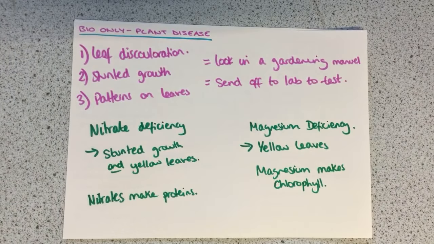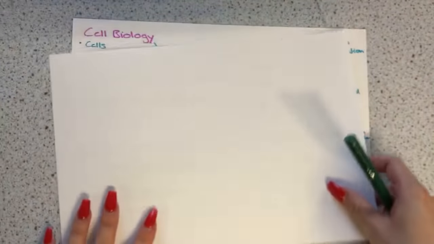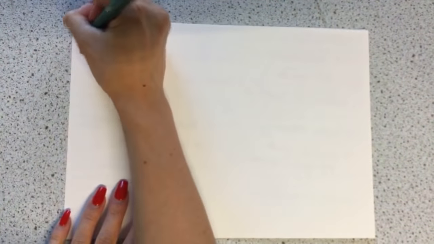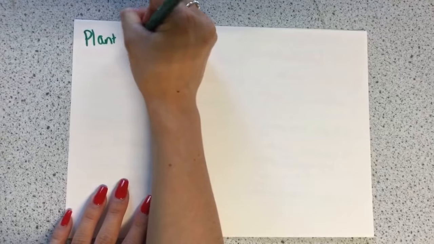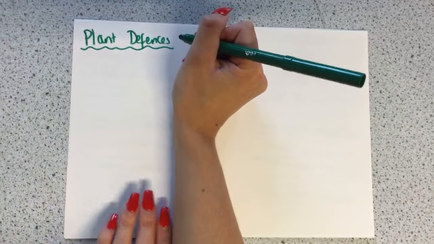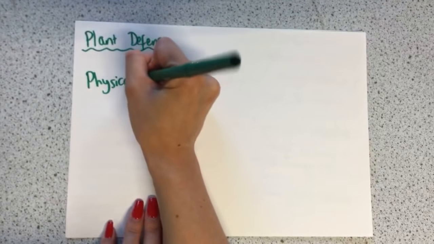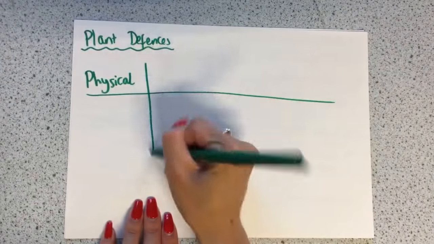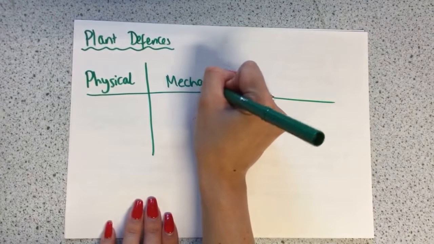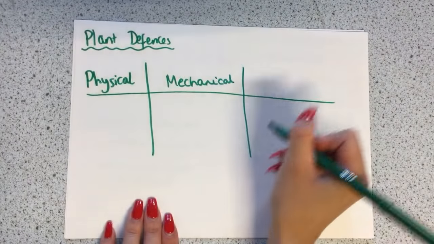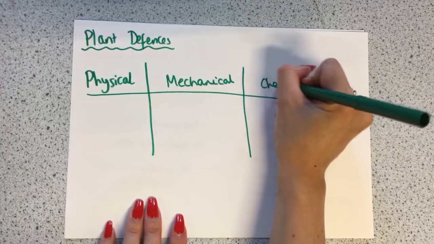The last thing about plant diseases is you need to know about how plants defend themselves. So plant defences. Plants can defend themselves in three ways. So you've got physical defences, mechanical defences, and chemical.